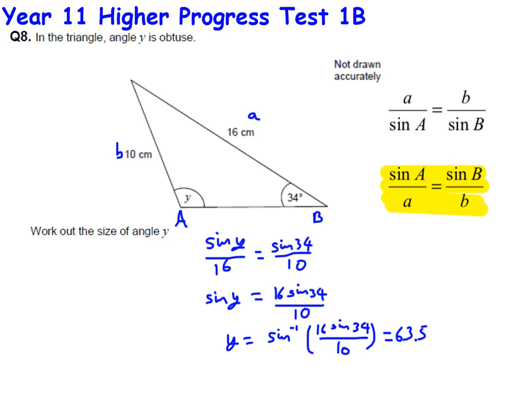Now, just checking the question, we notice that y has to be obtuse. That means that it needs to be larger than 90 degrees. Now we can see that 63.5 is not bigger than 90 degrees. So to find the obtuse angle, we need to do 180 take away 63.5. This tells us that y equals 116.5 degrees. Thank you for listening.